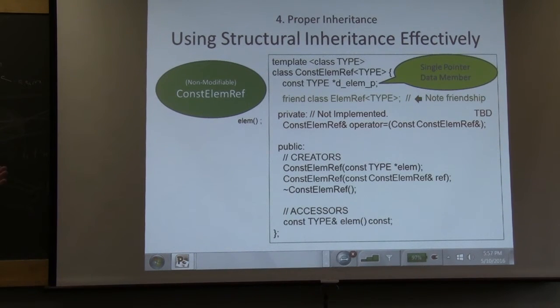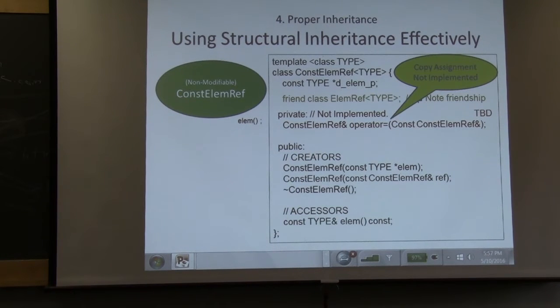Start off with, we have a pointer to this element. This is our payload. This is what we're referring to. And you'll note that we've declared the derived class to be a friend. Now, if you were in the first talk, you know that has an implication. What's the implication? Can't be long distance. So where is the derived class? In the same component. Good. All right. So it's a friend because we're gonna play some games with this.